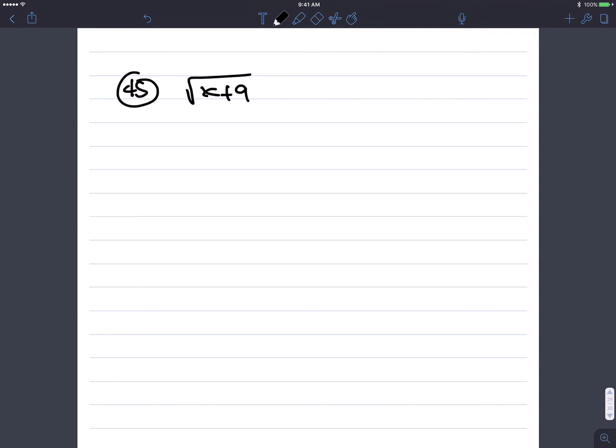Square root of x plus 9 is going to be square root of x minus 6 plus 3.